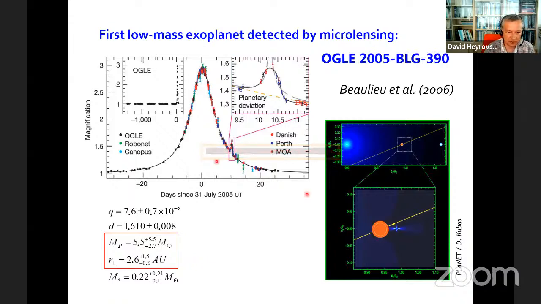And this is a very peculiar case. This small feature is caused by the planet. Fortunately, it was observed by multiple observatories, so it was confirmed independently. And this is a case when the planet is not close to the Einstein radius, but far away. But the source star happened to cross this small, diamond-shaped caustic of the planet, which caused this extra bump on the light curve.